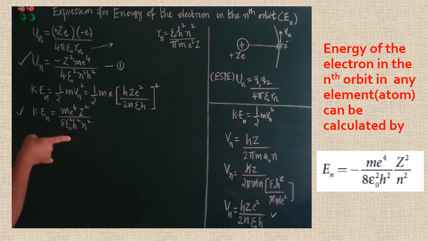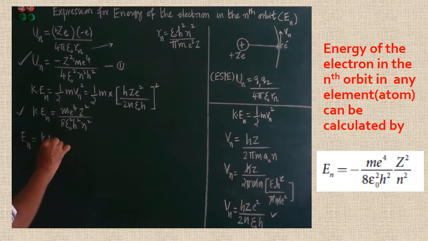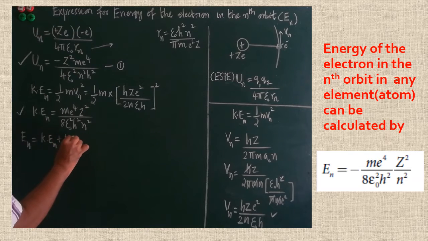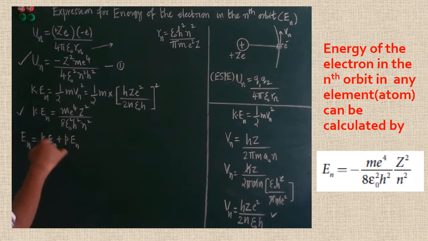Now both of them have to be summed up. Are you clear? Only then are you able to get the total energy of the electron in any orbit. I will write the expression here: kinetic energy in any orbit plus potential energy in any orbit. Both of them must be added.